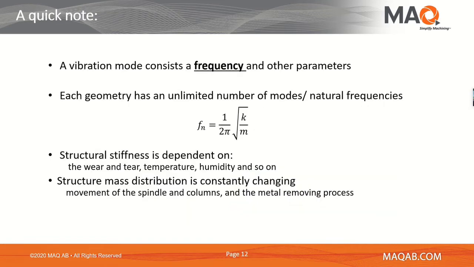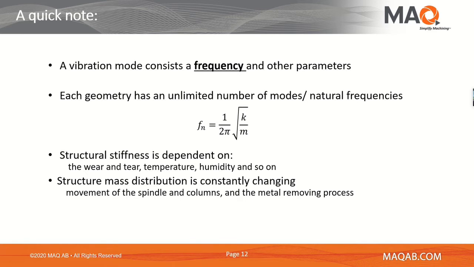So a vibration mode consists of a frequency and some other mode parameters such as the stiffness, mass, and damping, and so on. But it is quite important to remember that a vibration mode consists of a frequency. And each geometry has an unlimited number of modes or natural frequencies that are decided by the stiffness and mass. And it is important what we define as the stiffness and what we define as the mass in the system, and it's an unlimited number.